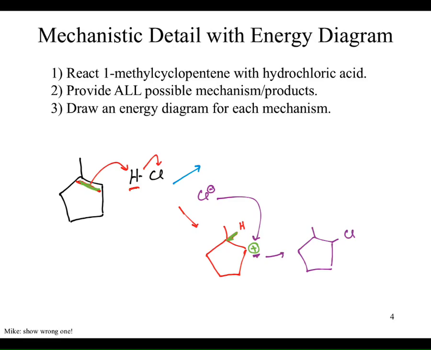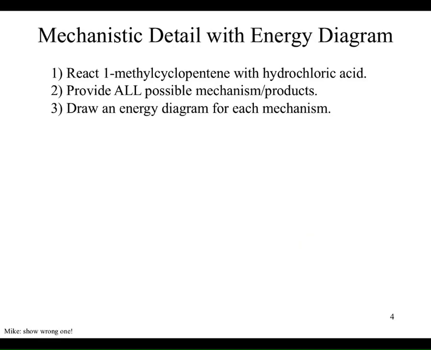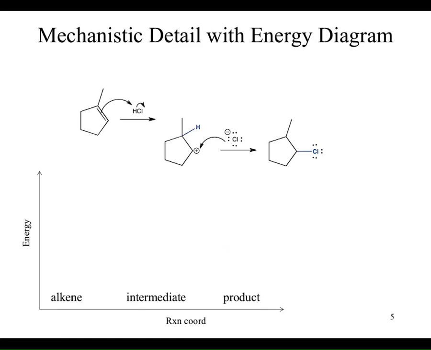That gets us our mechanism, or one of the mechanisms. Hopefully, you at least came up with one, and not the one I just drew. So there we go, nicely drawn out, we've got our mechanism. When we look at our energy diagram, we're going to start with our reactant, our alkene. Because we don't really know where we're going to go, we'll pick an intermediate space, the middle of our energy diagram.